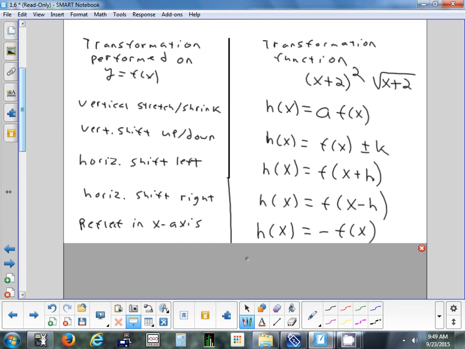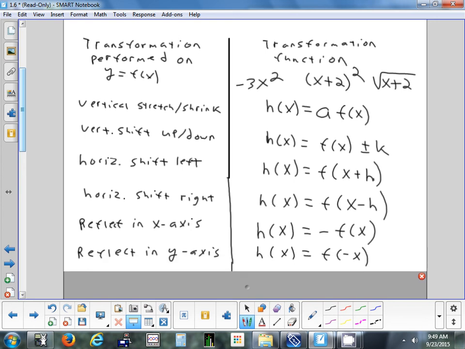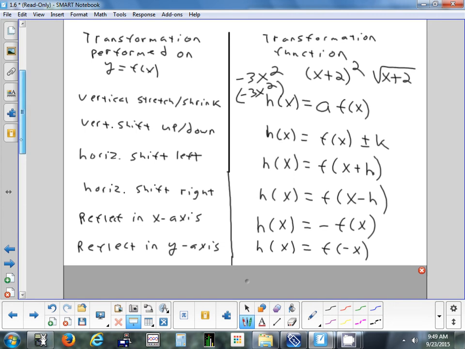If you throw a negative in front of a function, like this, that causes a reflection over the x-axis. So putting a negative in front, that flips it over the x. Putting the negative on the inside, like this, putting that negative in the parentheses, that causes it to flip over the y-axis.